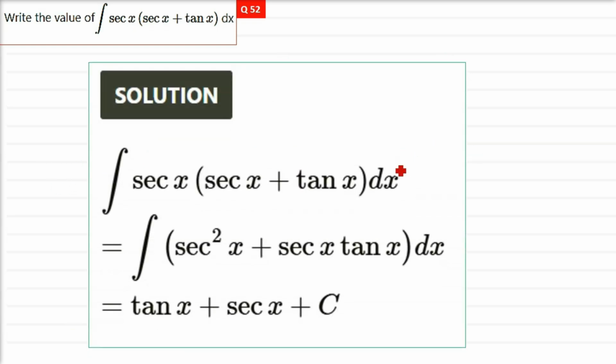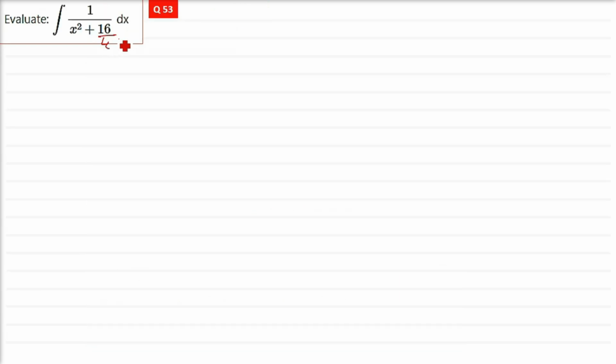So we need to solve it exactly like what I am presenting here. Now we have direct formulas like x square plus 16. When you have 4, 9, 16, 36, all these are squares: 2 square, 3 square, 4 square, 5 square. So you can use the formula directly. 1 by x square plus 16, where 16 can be written as 4 square. So 1 by x square plus 4 square.